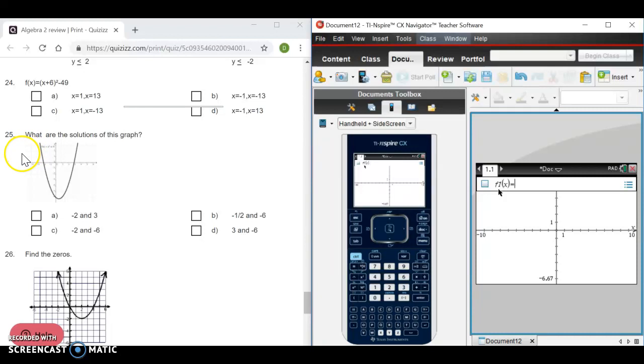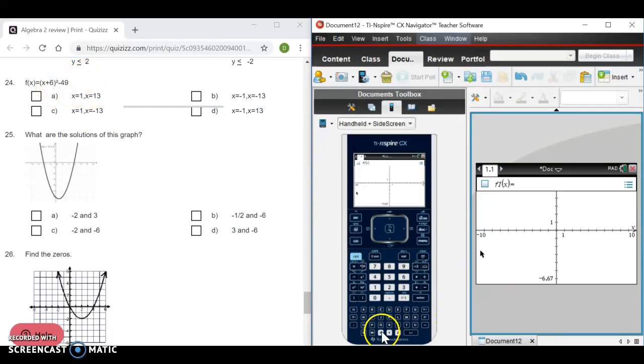Okay, it's 24 and 25 and 26. So this is checking to see if you know your zeros or your roots. One of them wants to see if you know an equation. So the equation here is x plus 6 squared minus 49. Now, the easiest way to handle this is to put it in your calculator.